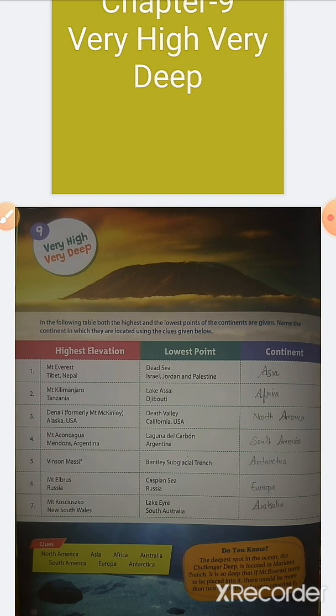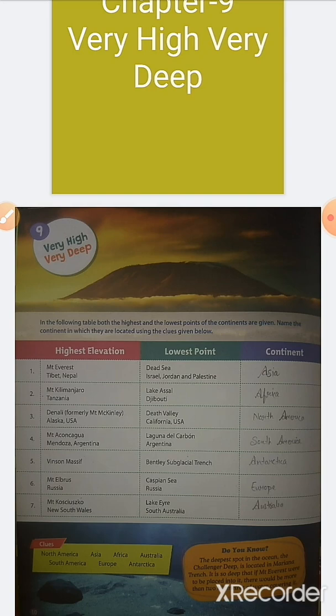And it is 8,848 meters high from the sea level. And where is it? It is on the border of Nepal and Tibet. Okay. So Dead Sea, Israel, Jordan and Palestine is the lowest point of Asia continent.